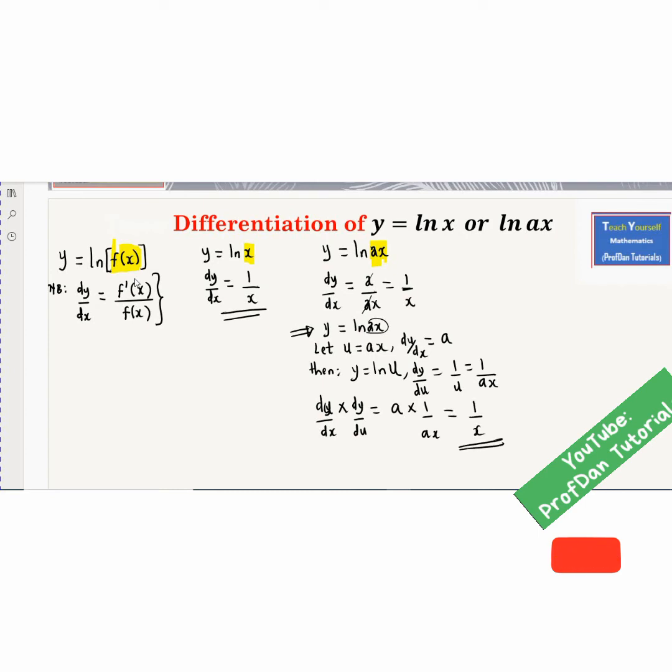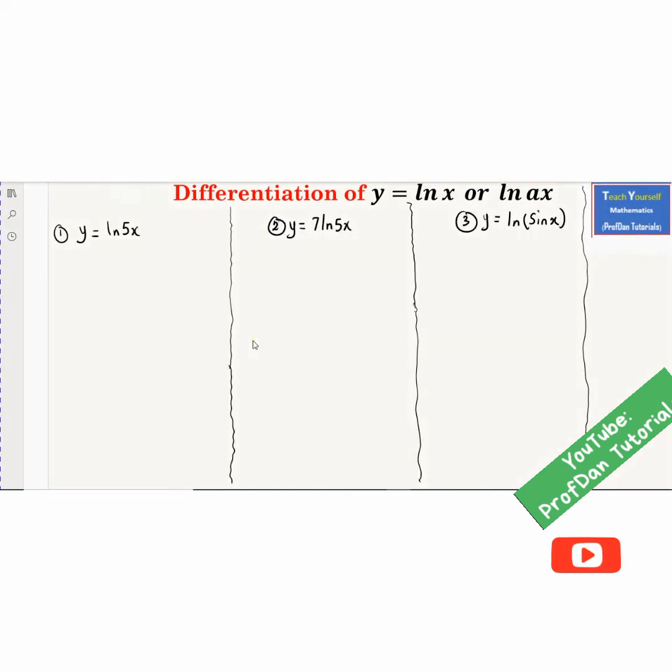So now that you understand this, you can use this to differentiate any of this type of natural logarithm function. You can pause the video and lay your hands on the following. They are very simple. So having done that, let's see if your answer is right.